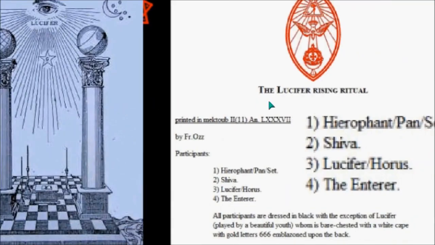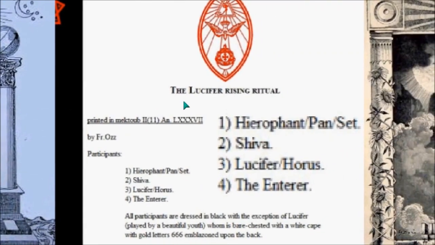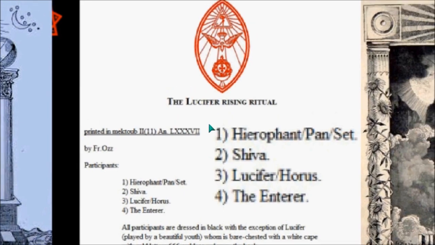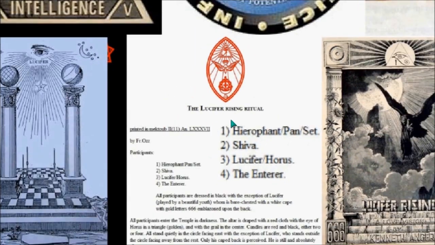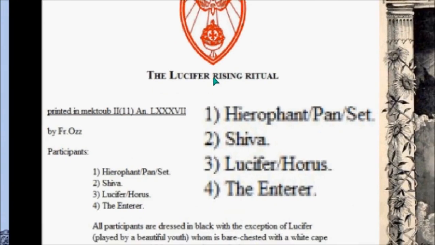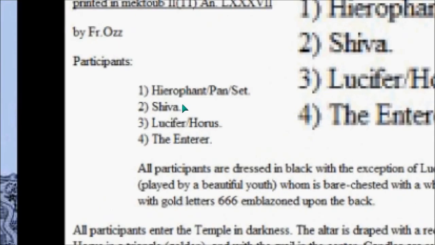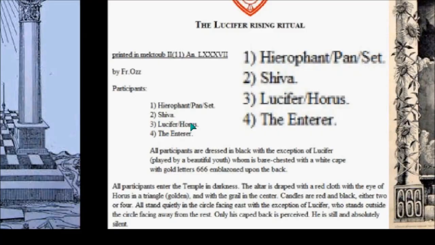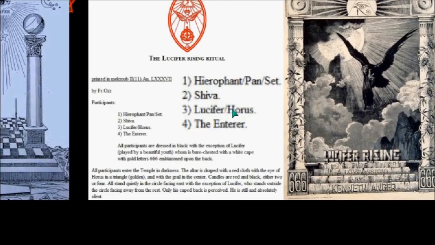Now proving the connection between Horus and Lucifer. This is the Lucifer Rising ritual. This is Aleister Crowley's Ordo Templi Orientis logo. And we'll get into some of the details of that later. But Lucifer Rising ritual. Now you see here, participants, Lucifer and Horus are synonymous. They are together. Lucifer and Horus.